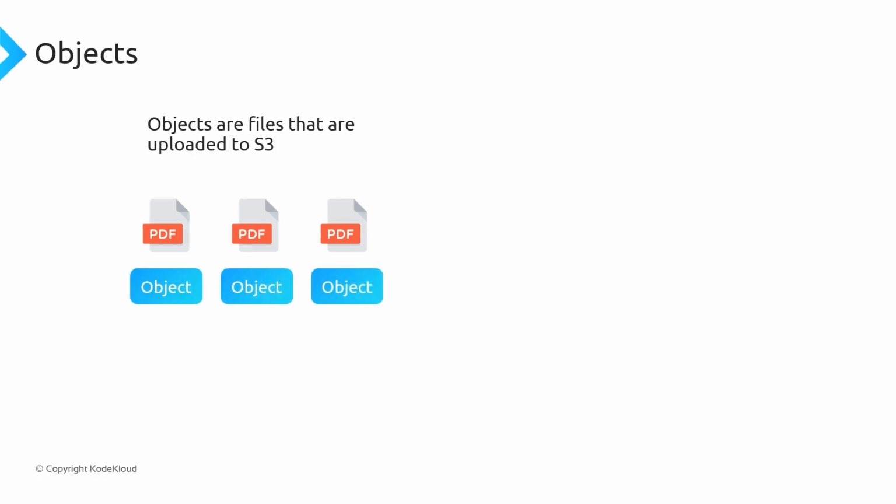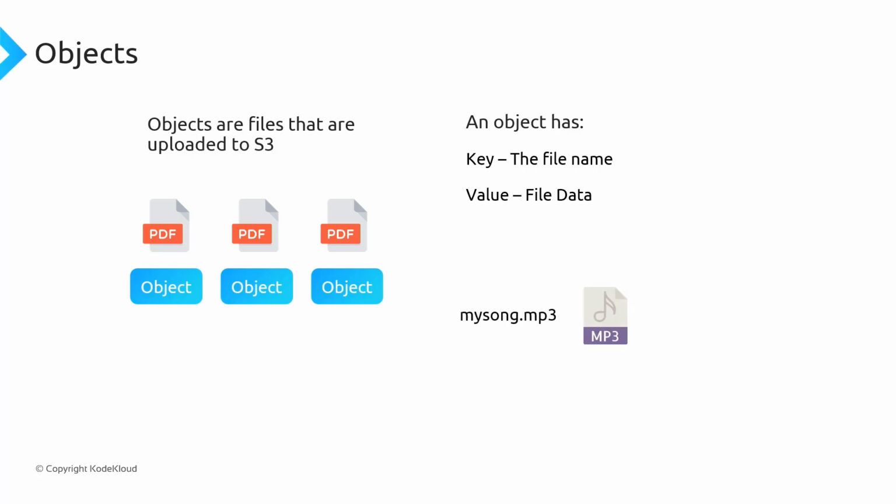And an object has a couple of properties associated with it. The first one is going to be a key. Think of that as the name of the file. And then it's going to have a value, which is the actual file data. So if I upload an MP3 song called mysong.mp3, mysong.mp3 is the name of the file, so that's the key. And then the actual MP3 file is the value.